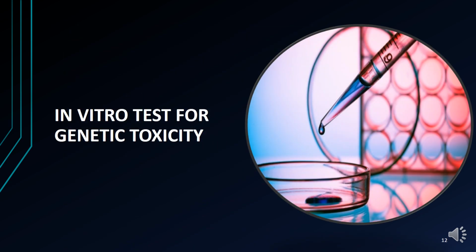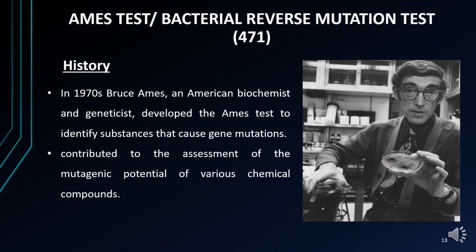So let's start with the in vitro tests for genetic toxicity. The first test is the Ames test, which is also known as the bacterial reverse mutation test. The history behind this test is that in the 1970s the scientist Bruce Ames, an American biochemist and geneticist, developed the Ames test to identify substances that cause mutation.